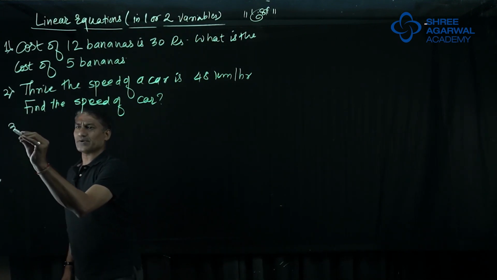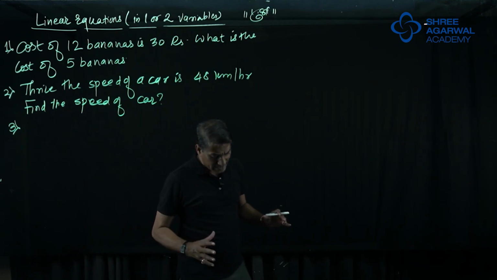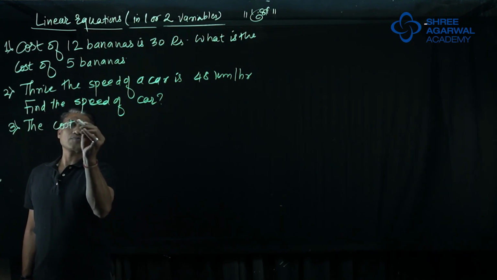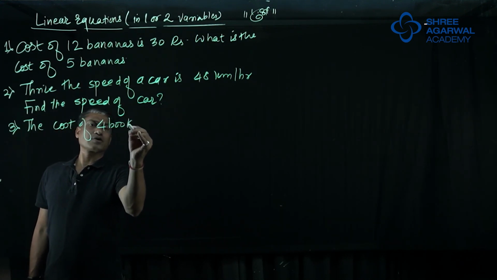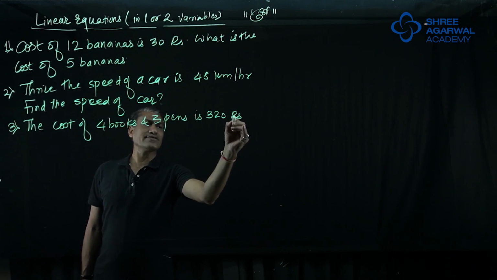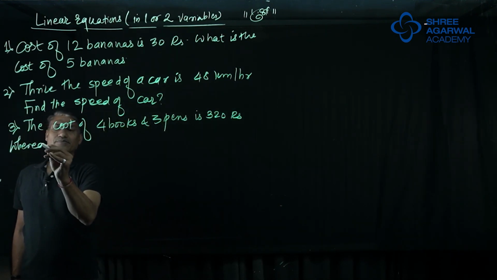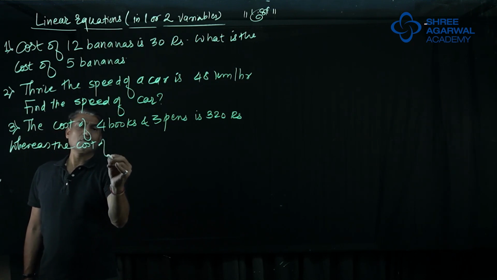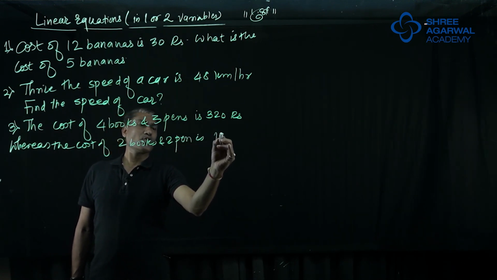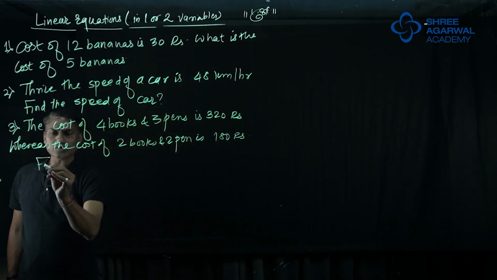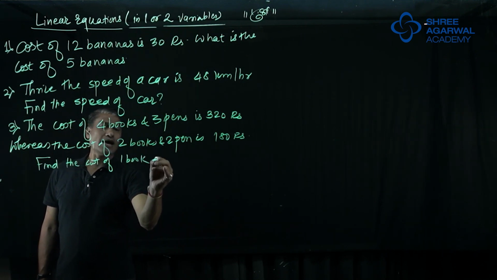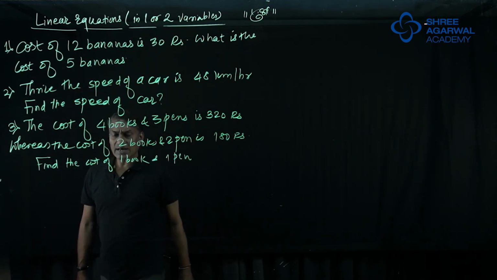Let us take another example. If I say the cost of 4 books and 3 pens is 320 rupees, whereas the cost of 2 books and 2 pens is 180 rupees. Find the cost of 1 book and 1 pen. So, these are various examples.